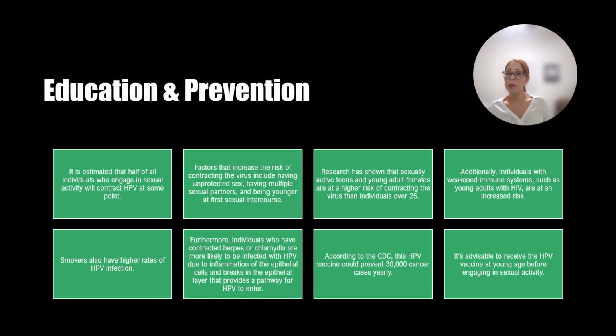Individuals with weakened immune systems, such as young adults with HIV, are at high risk. Smokers are at high risk, and furthermore, individuals who have contracted herpes or chlamydia are more likely to be infected with HPV due to inflammation of the epithelial cells and breaks in the epithelial layer that provide a pathway for the virus to enter. According to the CDC, the HPV vaccine could prevent 30,000 cases of HPV a year.